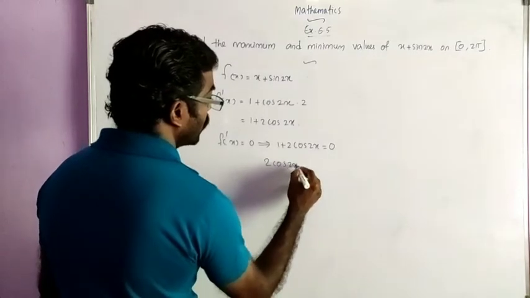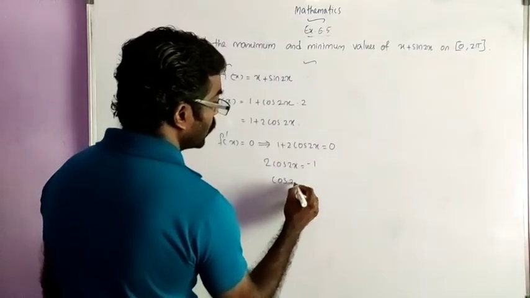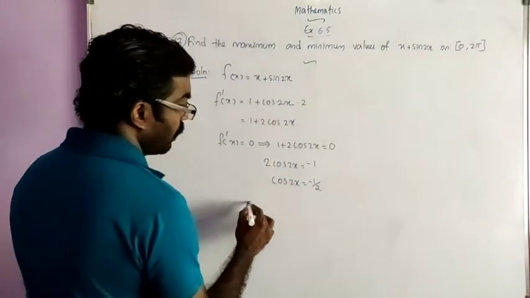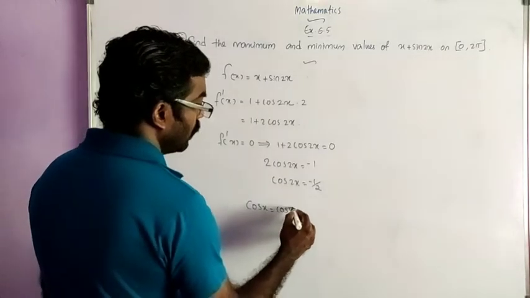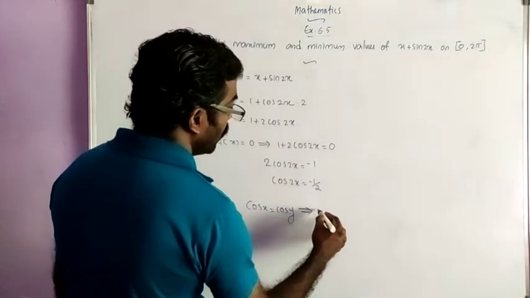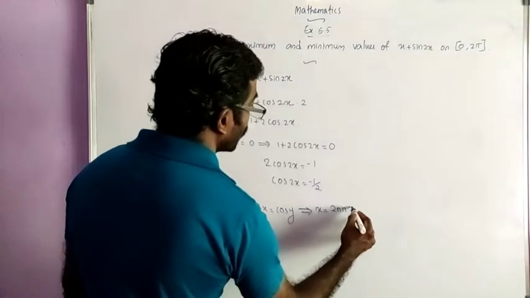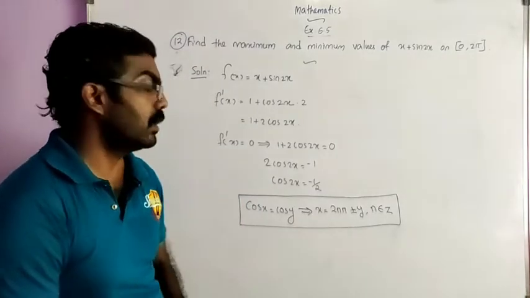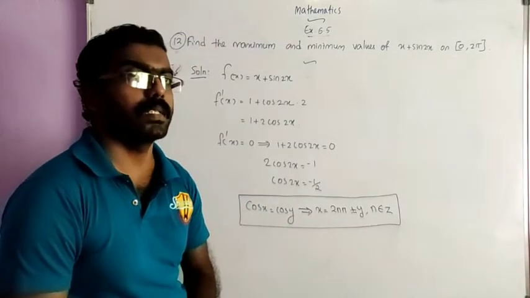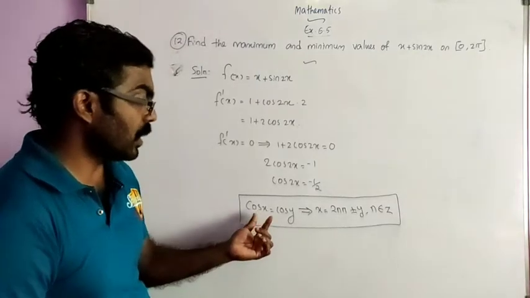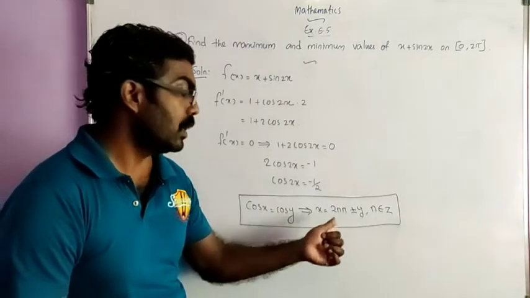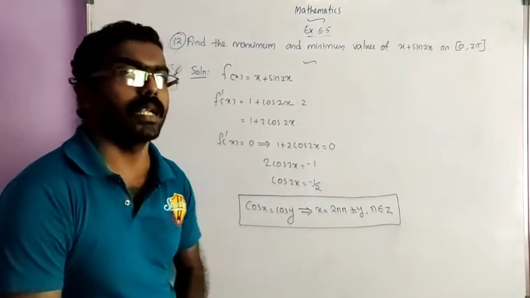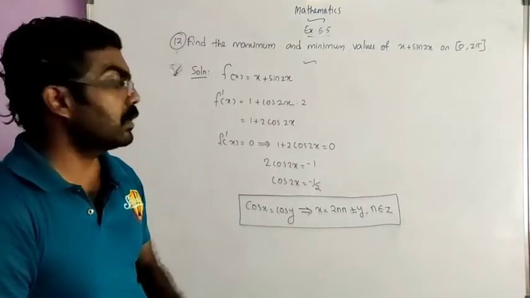That is, 2 cos 2x is equal to minus 1, or cos 2x is equal to minus 1 by 2. Okay. Now it is of the form cos x is equal to cos y. So cos x equal to cos y implies x equal to 2n pi plus or minus y. You have already studied the concept in class 11 trigonometry, in the section on trigonometric equations. The general solution: cos x equal to cos y implies x equal to 2n pi plus or minus y, where n is an integer, n belongs to Z. That result we can apply here.